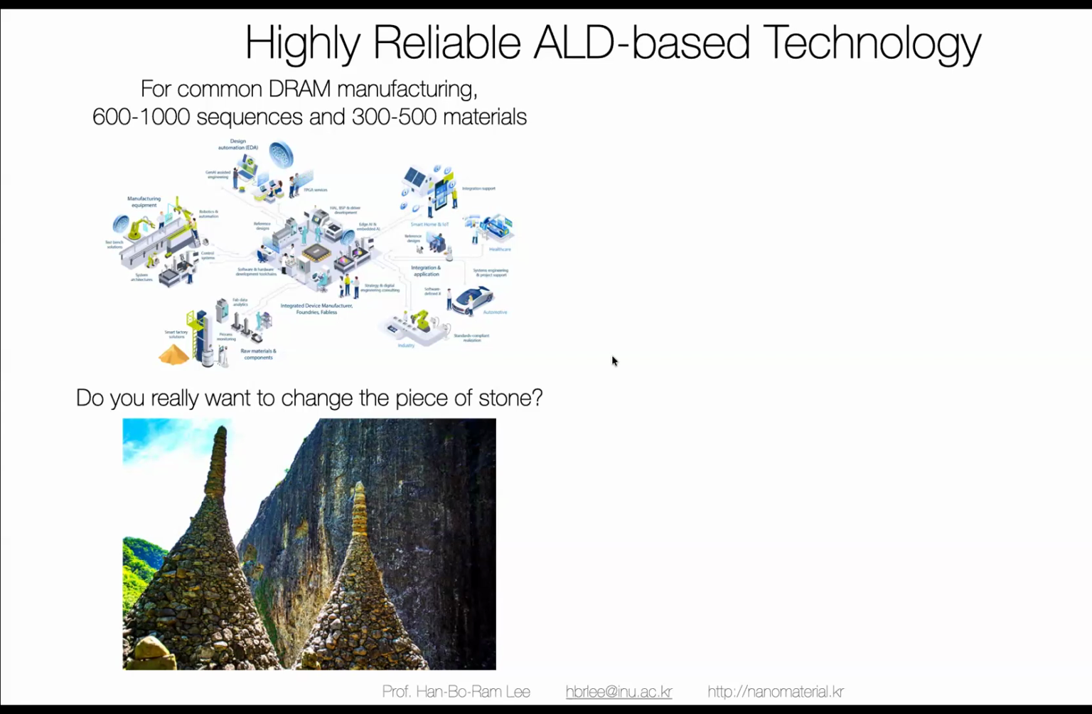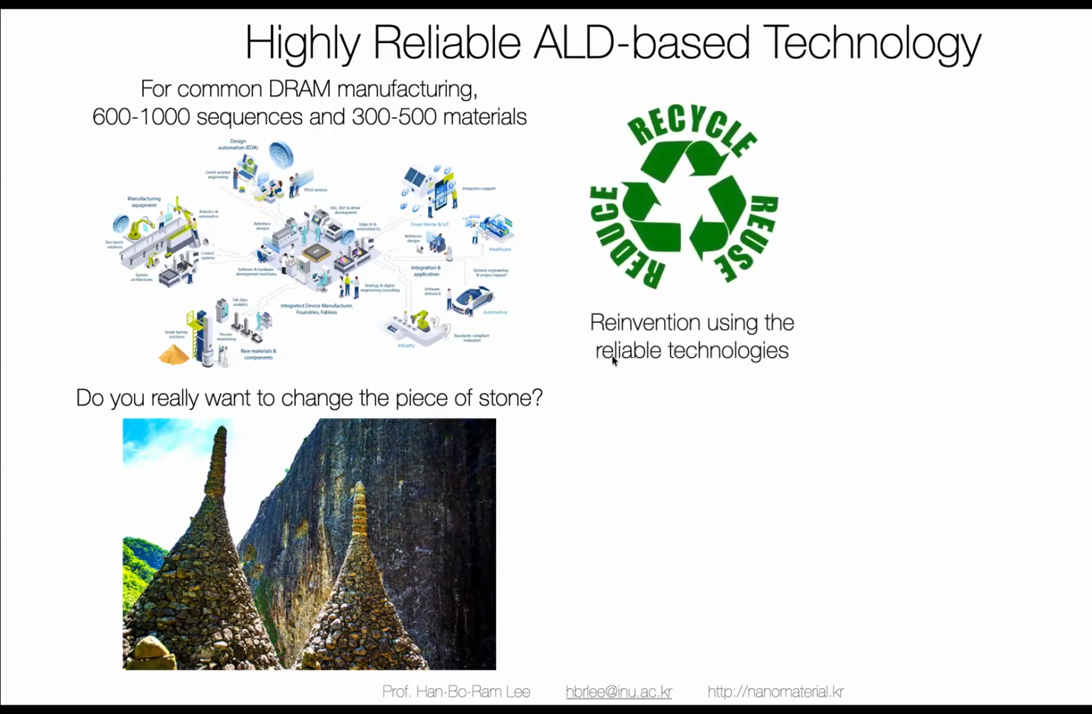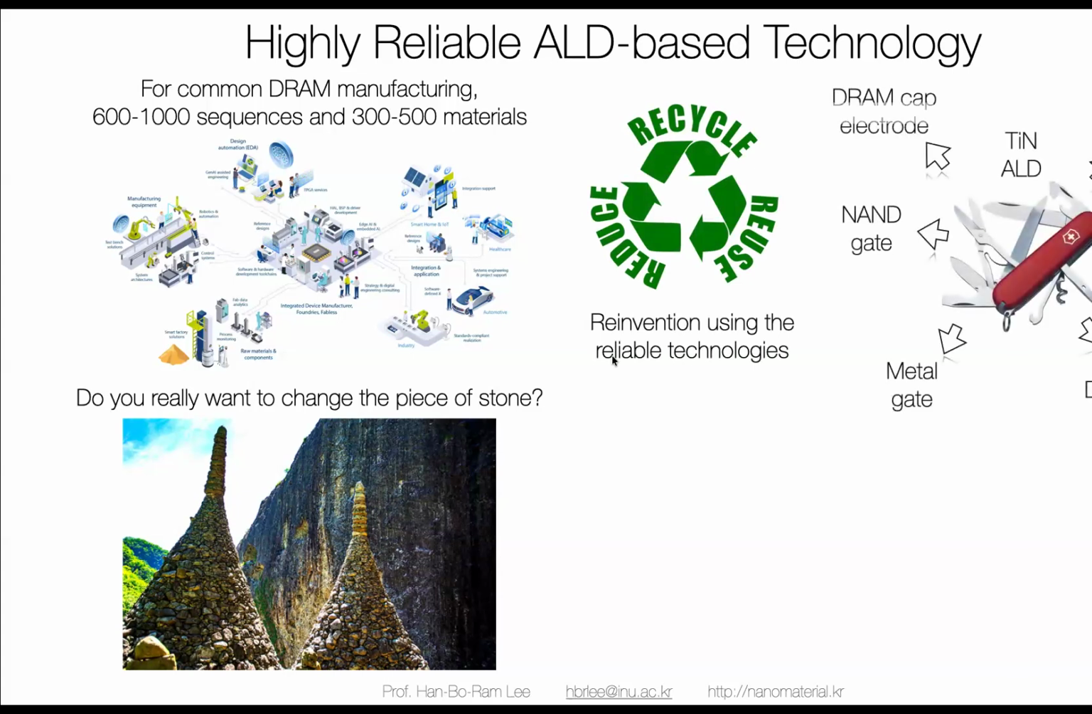Because of that, they don't like using new materials. They don't want to use new processes. So they are always trying to reinvent using very reliable technology. I say this is technological recycling. For example, think about titanium nitride. Titanium nitride can be used for DRAM cap electrode, DRAM word line, NAND gate, metal gate, and diffusion barrier, because titanium nitride is the most promising and a really highly reliable metal ALD.